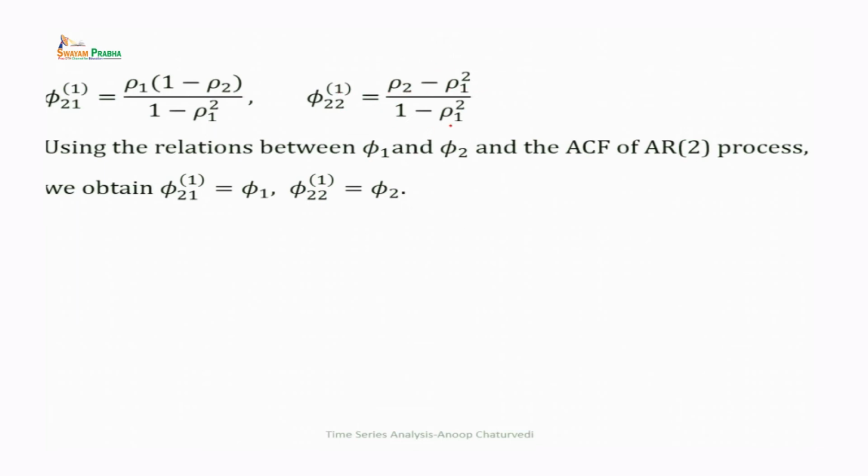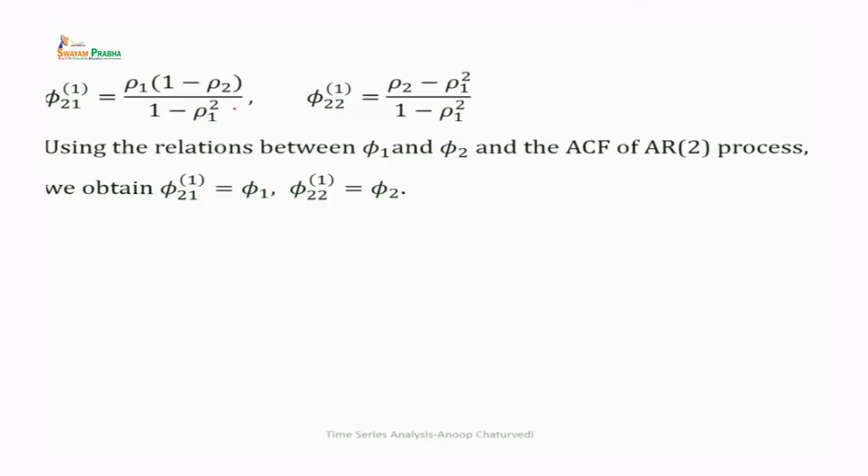Now, remember the relationships between phi 1 and phi 2 and the corresponding autocorrelation functions in the AR2 process. In the AR2 process, this is your phi 1 and this is your phi 2. So phi 2 1 1 is equal to phi 1 and phi 2 2 1 is equal to phi 2. So this is how you can proceed for prediction in the AR2 process.